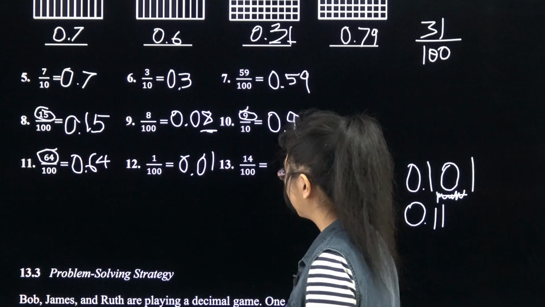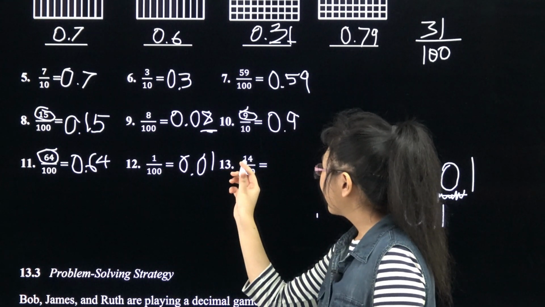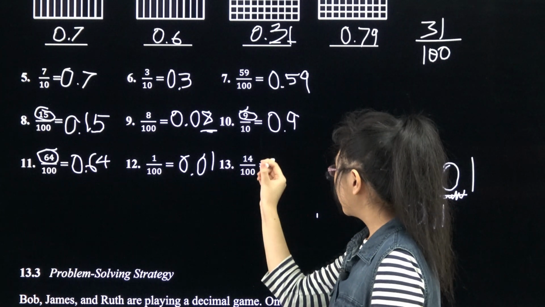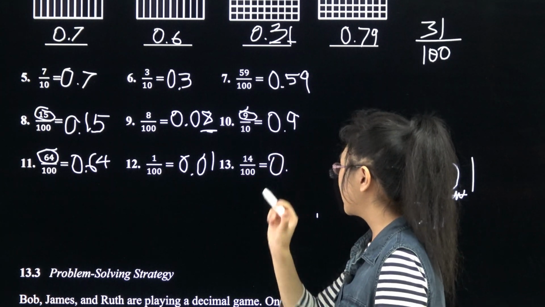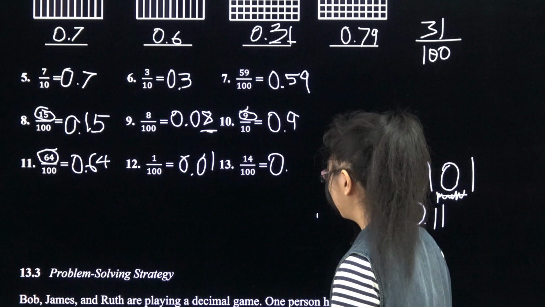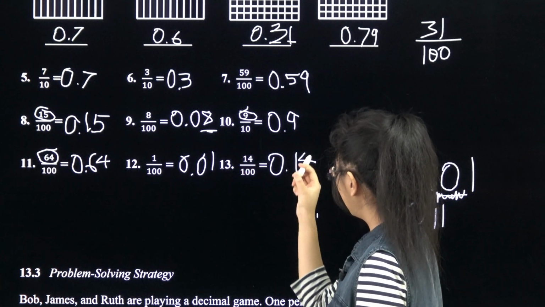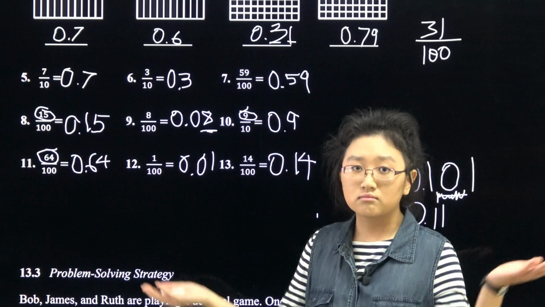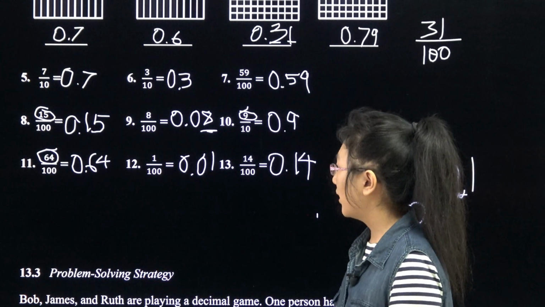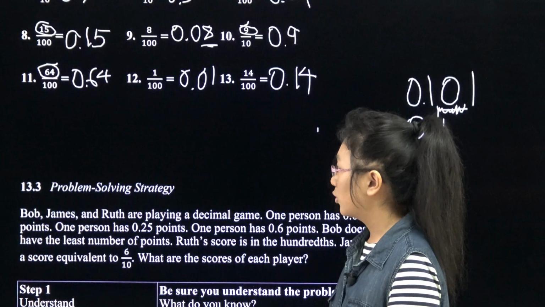Question number 13. Oh, 13. 14 over 100. So 14 hundredths. Hundredths always has 2 decimal places. And 14 is 2 digits. And we just plop it there. Now we're done. That was simple. Or, well, quick.